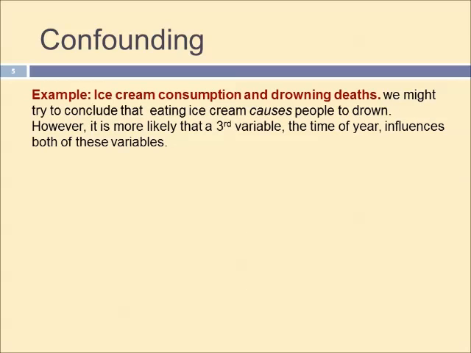We had this earlier. Ice cream consumption and drowning deaths are very highly correlated. We might try to conclude that eating ice cream causes people to drown. But it's a lot more likely that there's a third variable, namely the time of year, that influences both these variables. So that third variable is the confounding variable.